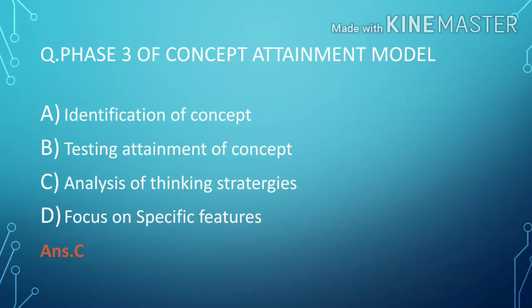The next one is phase 3 of the concept attainment model. For this, the options are identification of concept, testing attainment of concept, analysis of thinking strategies, focus on specific features. Here, the third phase of concept attainment is option C, that is analysis of thinking strategies.